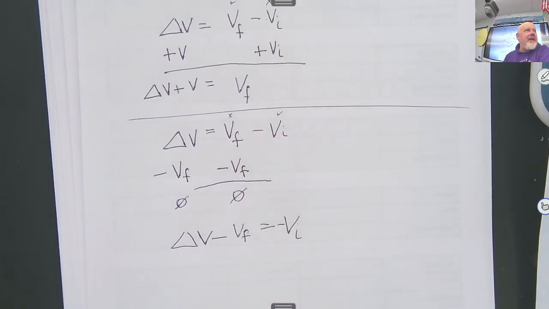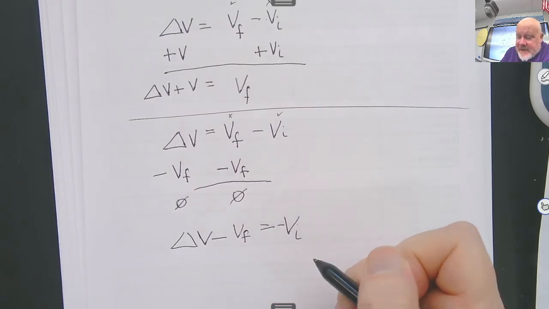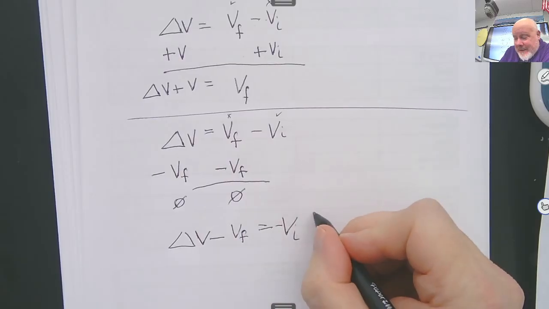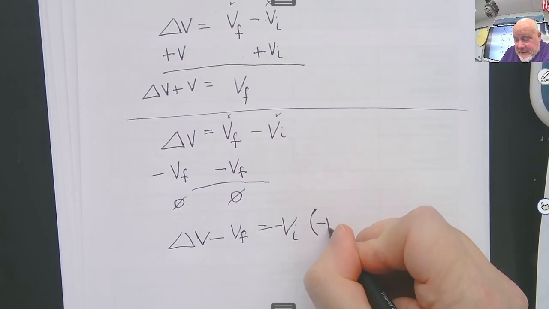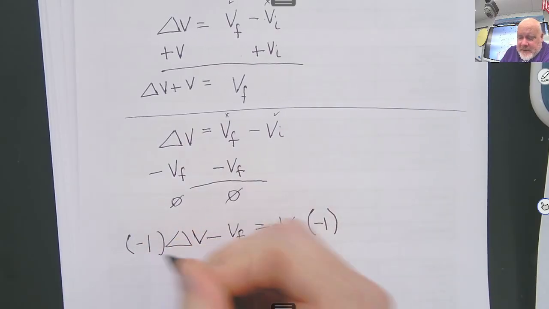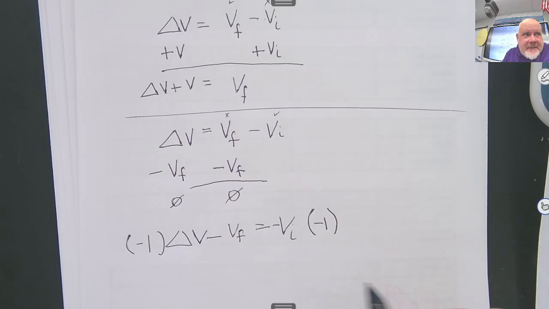Oh, can't have that. So we need to figure out, how do we get rid of this negative velocity initial? How do we make it positive? Well, very simply, I'm going to multiply it by -1 on either side. This is basically saying the same thing as -1 times velocity initial.